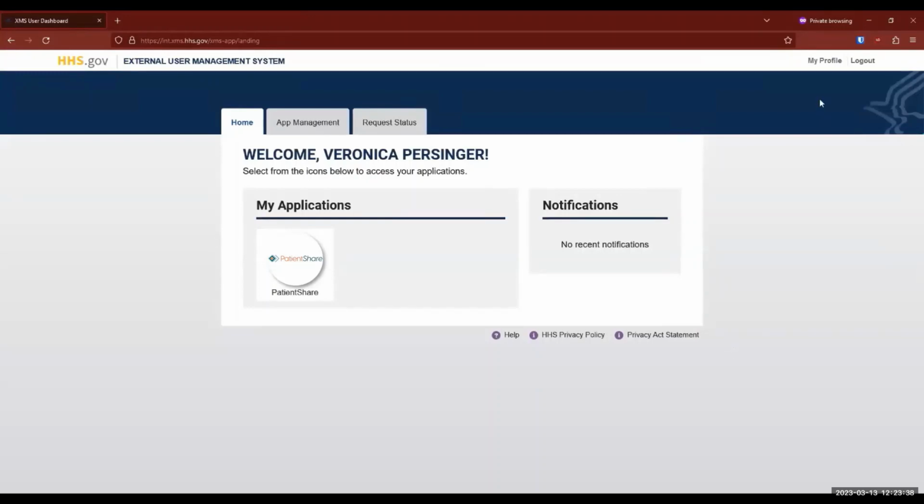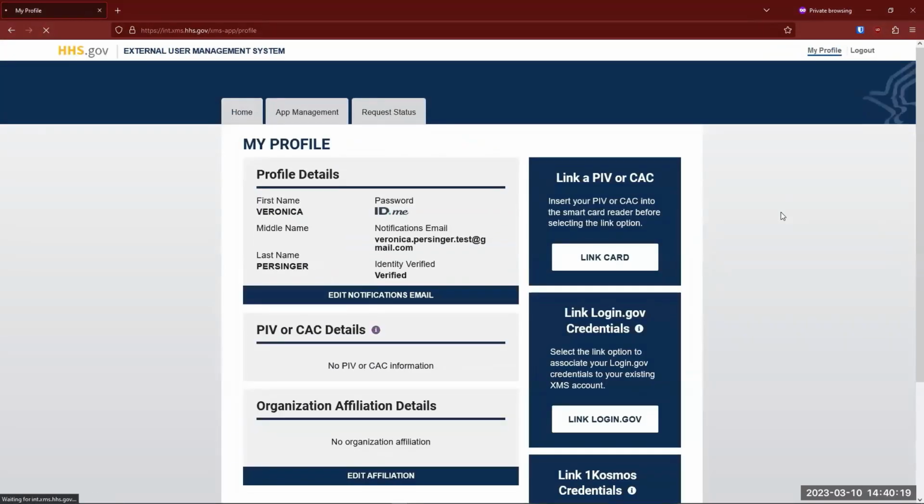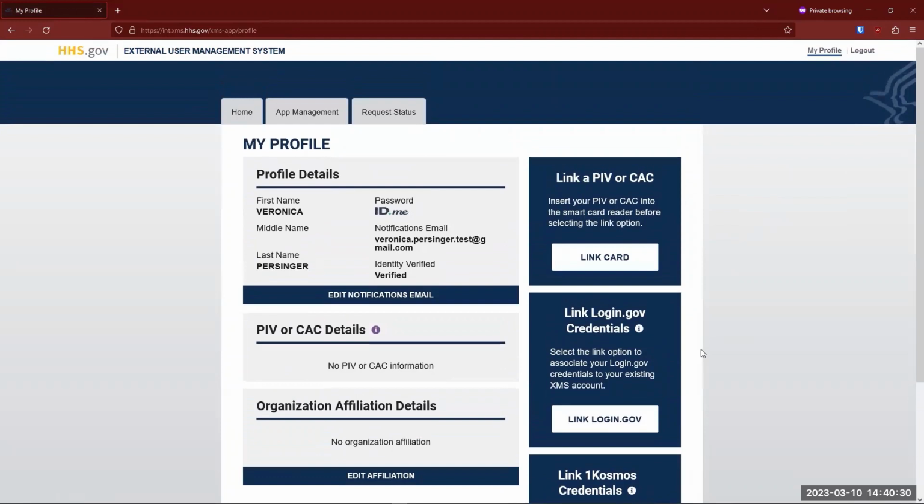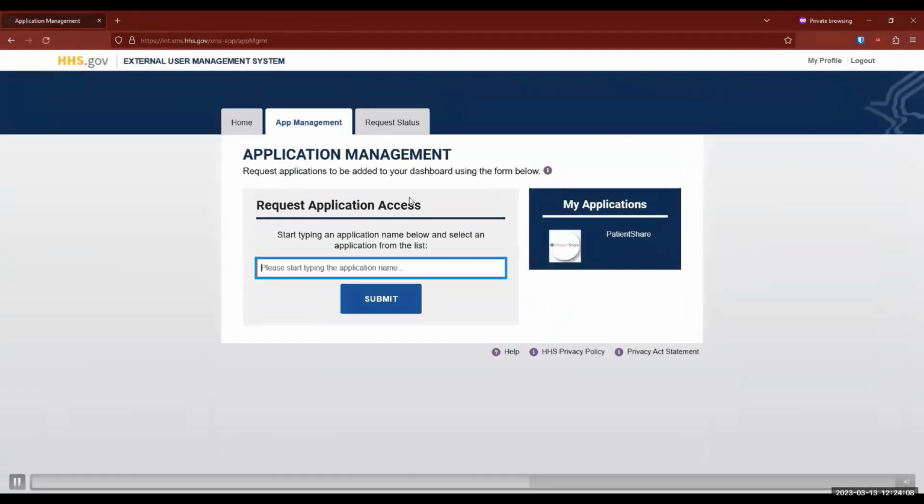For example, from the My Profile page, the XMS user is able to build out their XMS profile by linking additional credentials, such as hardware-based credentials like a PIV or CAC card, or credential service provider accounts such as through OneCosmos, in addition to elevating their identity assurance level to level 2 by initiating identity proofing to get verified name information for the user.